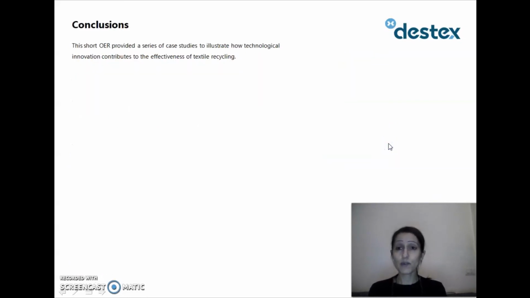This short OER provided a series of case studies to illustrate how technological innovation contributes to the effectiveness of textile recycling.